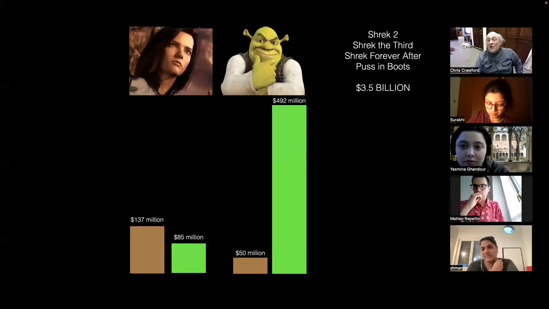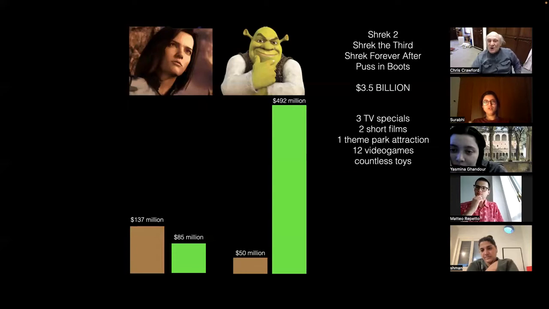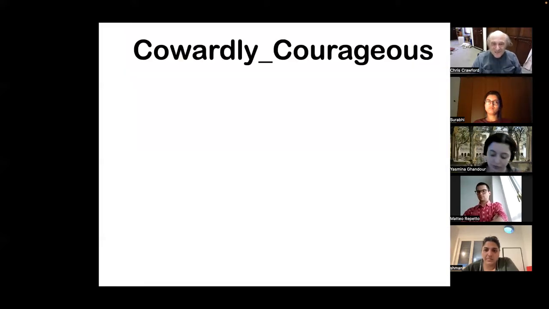Shrek had all sorts of sequels. So that franchise earned a total of $3.5 billion. There were also 3 TV specials, 2 short films, 1 theme park attraction, 12 video games, and countless toys. Shrek was immensely profitable because it was done by artists, not programmers. The people who made Shrek were concerned with making a good story with good characters, not good images. This is a very important lesson.